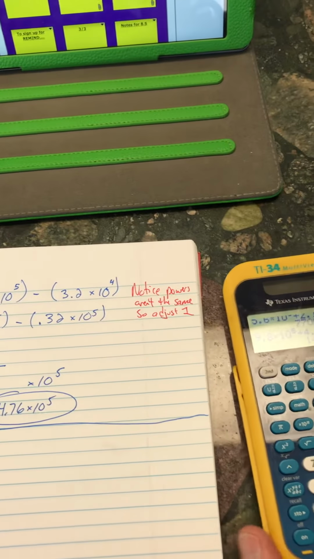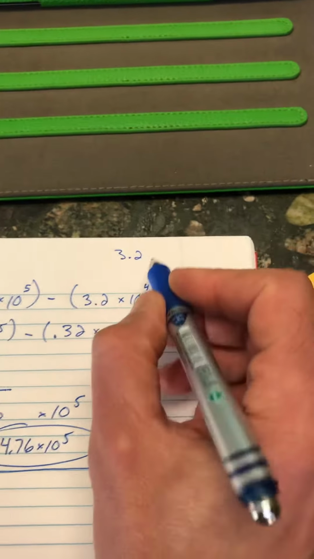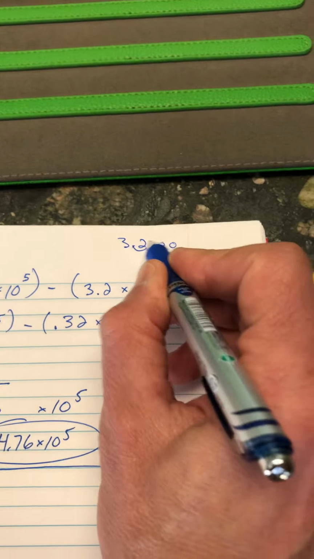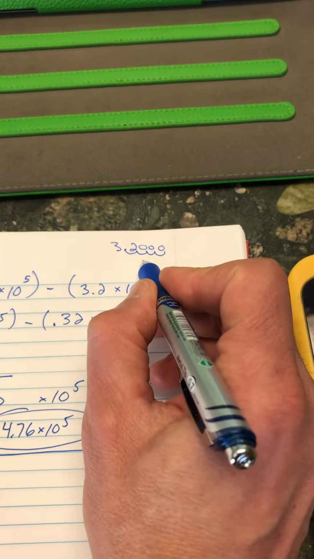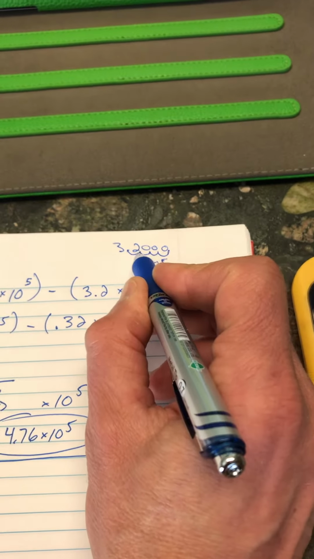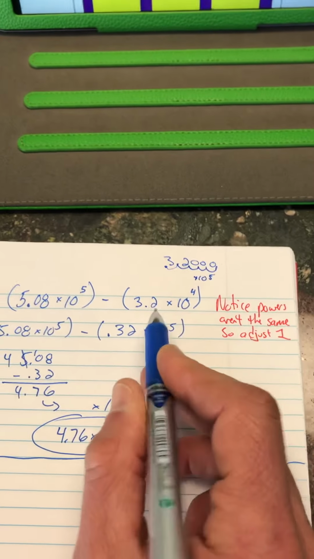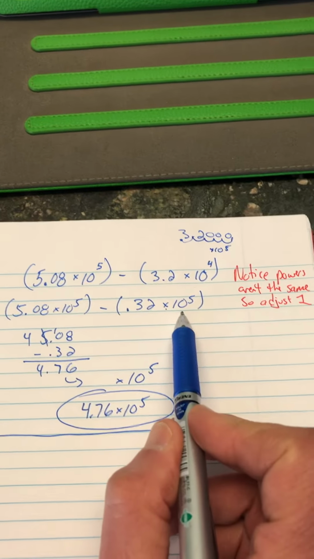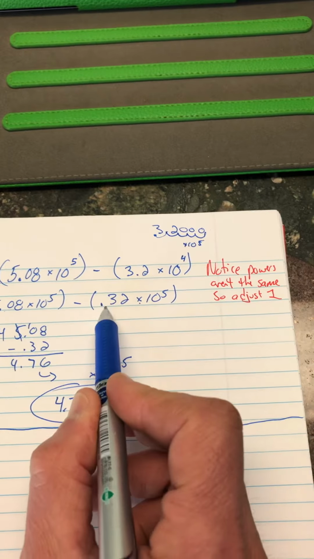If you don't get that, you can write this out in standard form this way, 3.2 times 10 to the 4th would be 1, 2, 3, 4. And now I can rewrite this then in 10 to the 5th mode, which means I'd move it over 5 places, 1, 2, 3, 4, 5, and that's how I get that 0.32 times 10 to the 5th. This is the same as that. Now, since I have 10 to the 5th and 10 to the 5th, I bring that 10 to the 5th down, and I would do 5.08 minus 0.32.